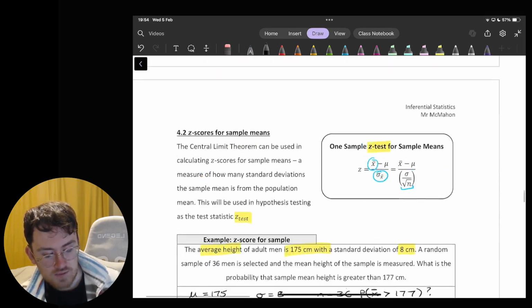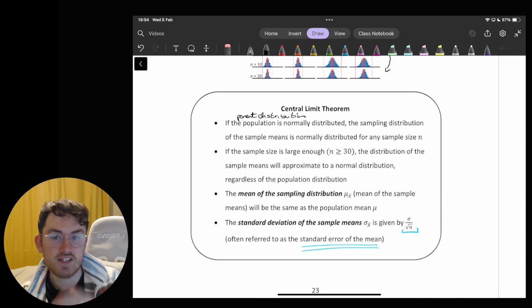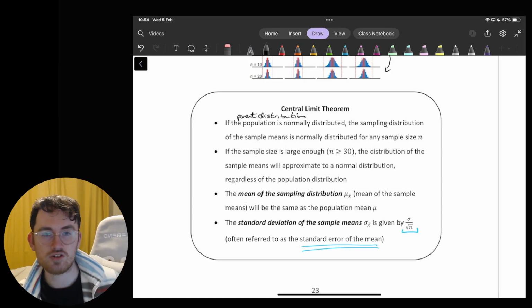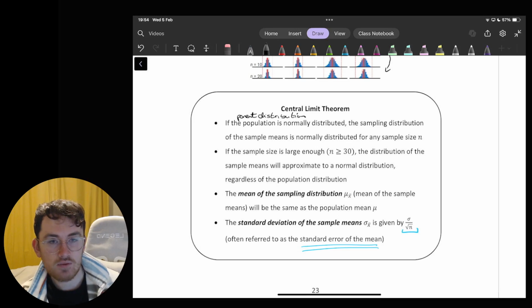But if all we take from this, first of all, is just that idea of the central limit theorem. So the idea that if I start with a normal distribution, then no matter what samples I take, the sampling distribution will be normally distributed. If the sample size is large enough, then it doesn't matter what the original distribution was, that sampling distribution will still be normally distributed, so I can still apply a lot of my work on normal distribution here.